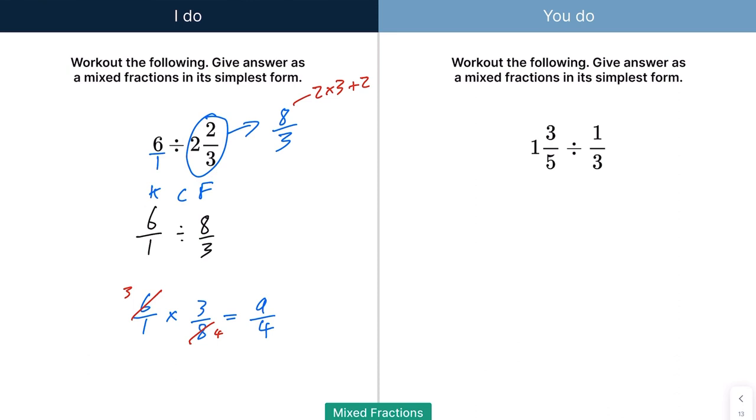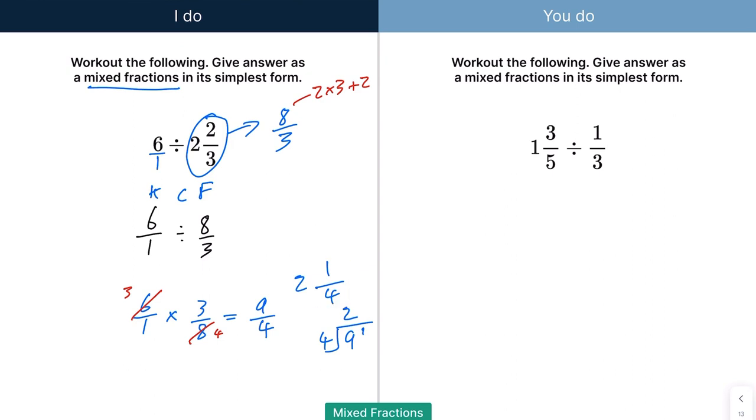Now, it does say give your answer as a mixed fraction in its simplest form. Because this is an improper fraction, we can turn this into a mixed fraction. So we can write down the bus stop method. 4 goes into 9 twice, which leaves me the remainder of 1. The denominator always stays the same, so that's where the 4 came from. The 4 goes down there, the 2 goes out here, and the remainder goes up there. So my final answer is 2 1/4.